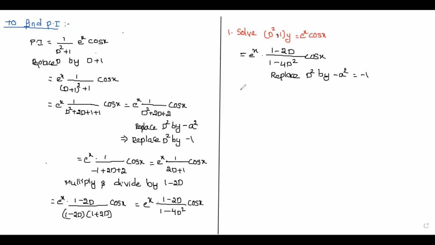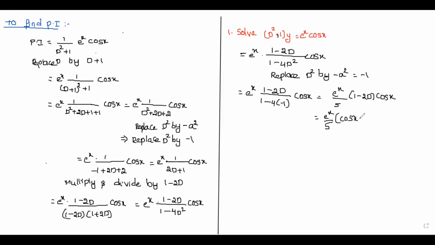So this is equal to e power x into 1 minus 2D by 1 minus 4 into minus 1 into cos x. So it will be equal to e power x by 1 minus of 4 minus 1, which becomes 1 plus 4, which is equal to 5, into 1 minus 2D into cos x. So this will be equal to e power x by 5 into cos x.